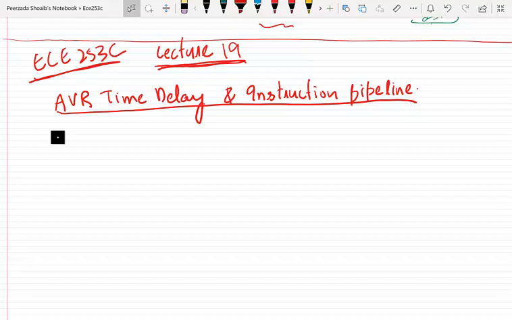Welcome back. This is C253C Microprocessors and Microcontrollers, and this will be lecture 19. Today we will be discussing the AVR time delays.